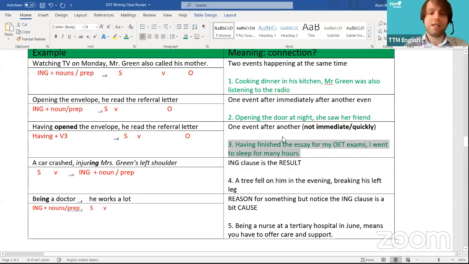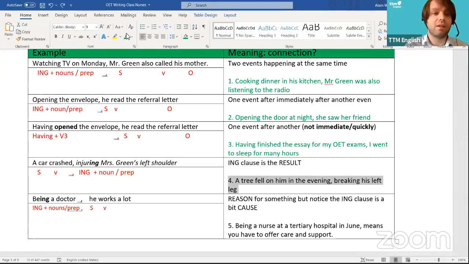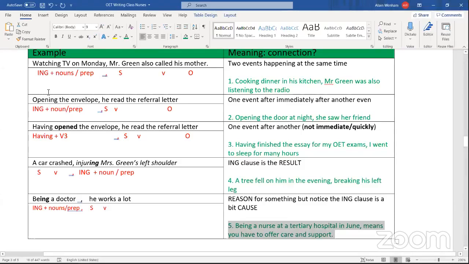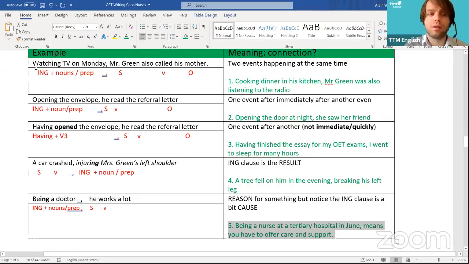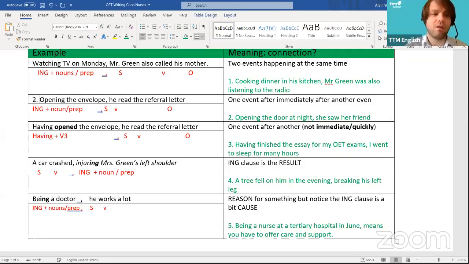Let me just do another quick test. I'm going to say a sentence and you tell me, is it number 1, number 2, number 3, number 4, or number 5, right? What about if I say, walking to the hospital, I saw my friend. Number 3. One event, another one. Walking to the hospital, I saw my friend. Immediately. Number 2. It might be two, or it could even be 1. It could be 1 even as well.